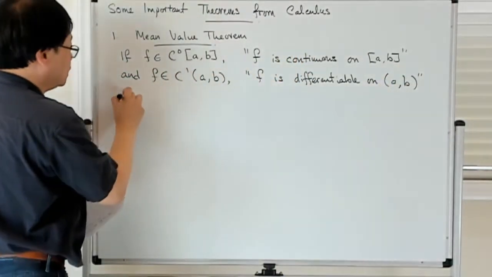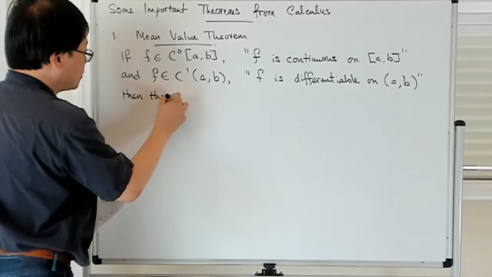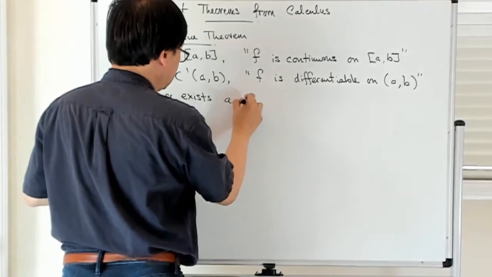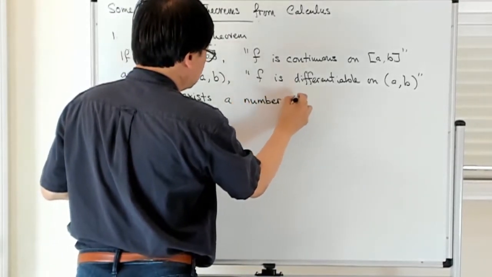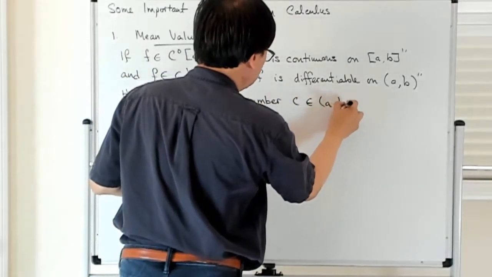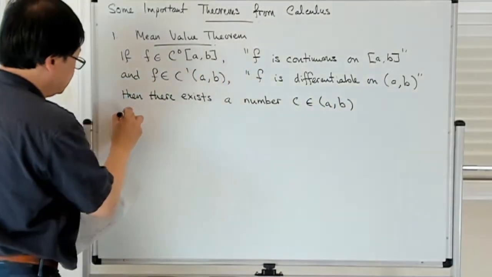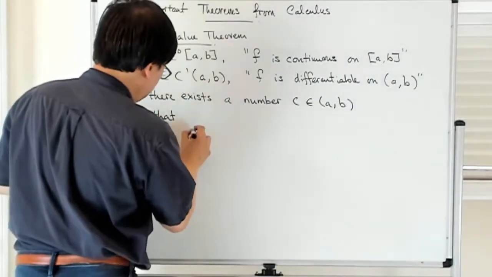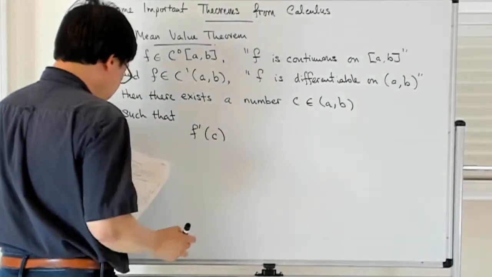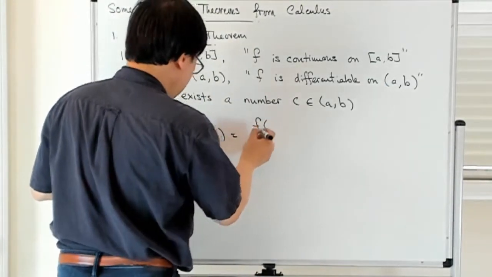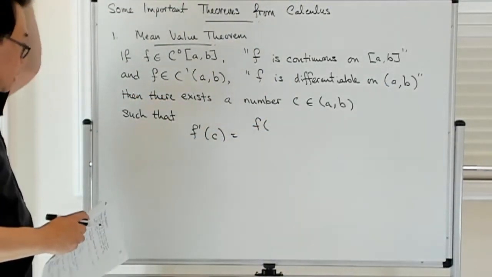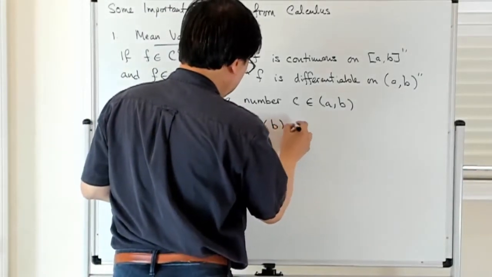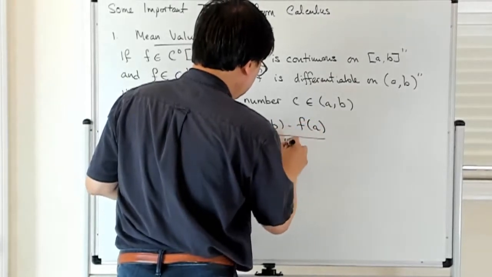Then there exists a number c in this interval from a to b such that the derivative at this point c is equal to the slope of the secant line. So f prime of c equals f of b minus f of a over b minus a.